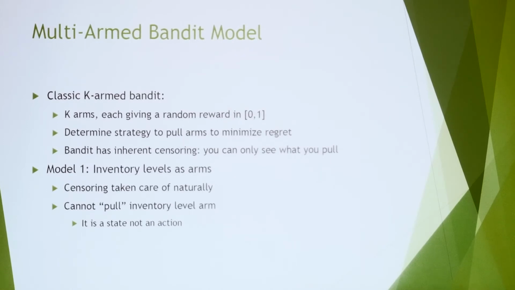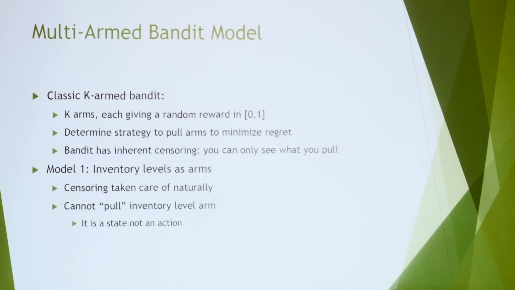So how we started thinking about this problem is trying to model it like a multi-arm bandit model. So in the classical multi-arm bandit model, you have k arms, each arm giving a reward in [0, 1]. And a bandit has an inherent censoring. You can only see what you pull, which is great. So we thought, okay, what if the inventory level is an arm? Demand censoring will be taken care of naturally. However, you cannot pull an inventory level arm. It's more of a state and not an action.